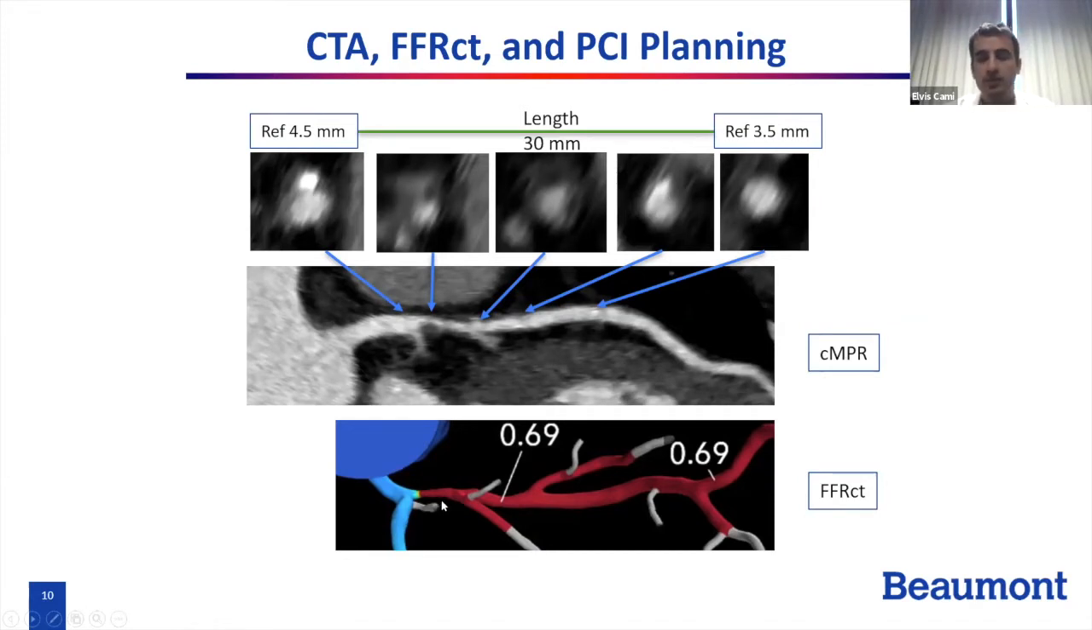And here's the FFRct for that same patient. And again, you see there's the left main, LAD, circumflex here. And you see that the FFR essentially becomes red and 0.69 here in the proximal LAD, so it's positive. So based on this, we were trying to come up with the sizing of the stent to use during the intervention. So I told the interventionalist, okay, most likely you're gonna need a stent which is about 30 millimeters long, which is about 3.5 millimeters in diameter.